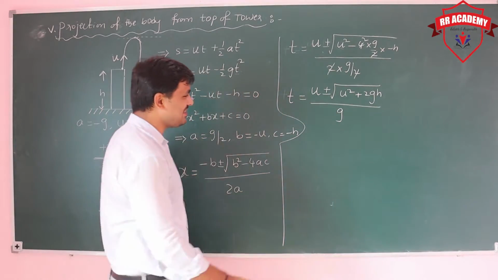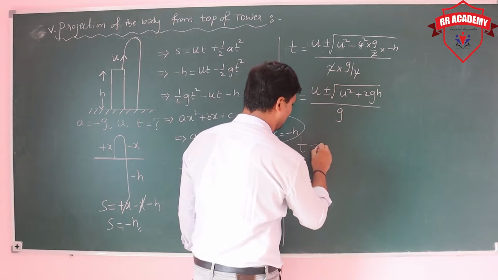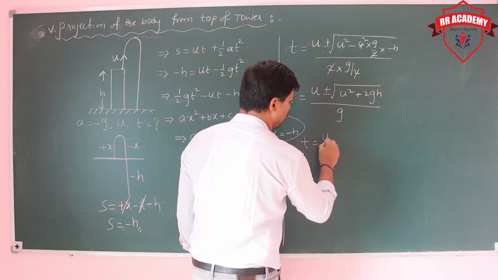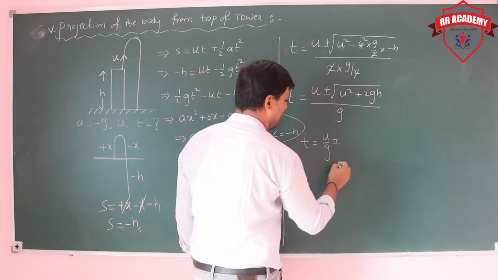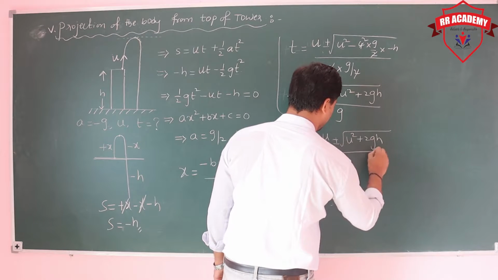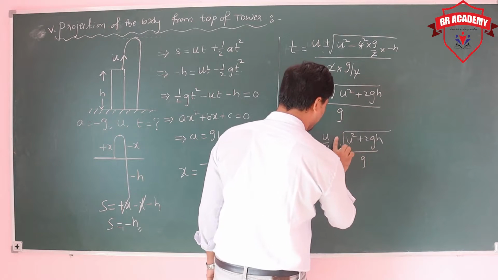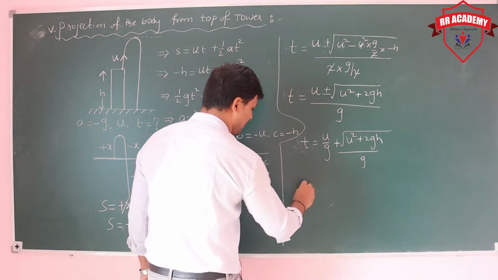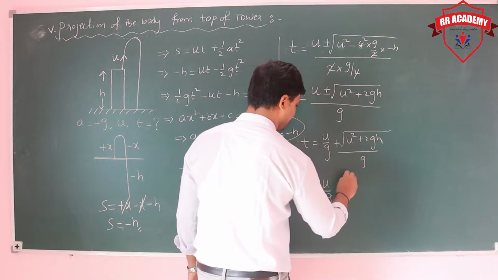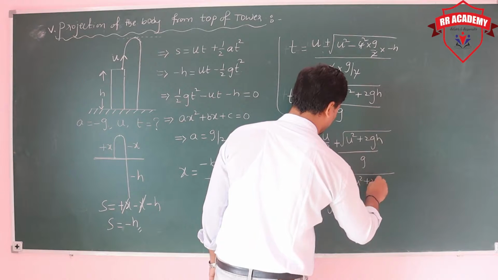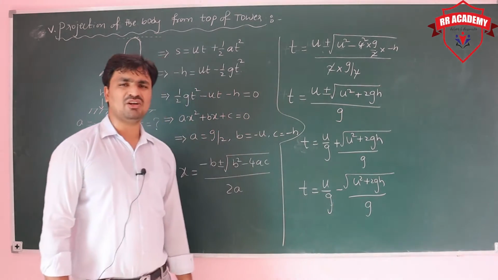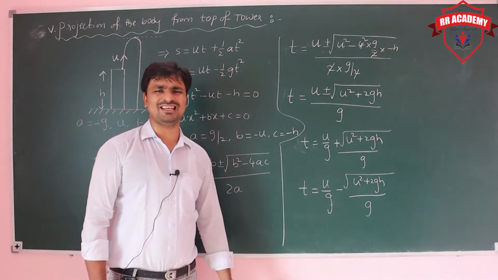So I can say that t is equal to u by g plus under root u square plus 2gh by g, and the next time t is equal to u by g minus under root u square plus 2gh by g. Actually we are getting two values, but which is true?